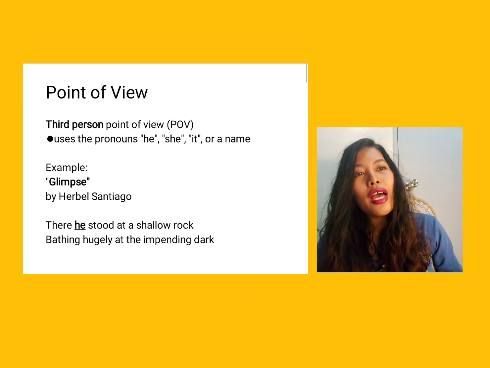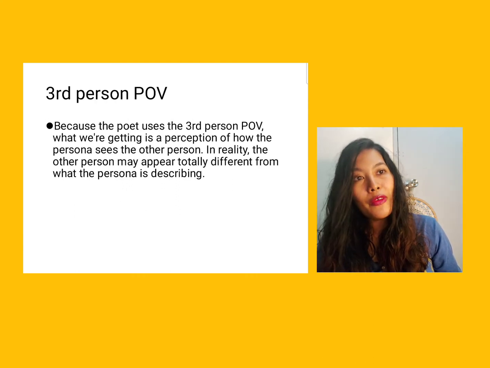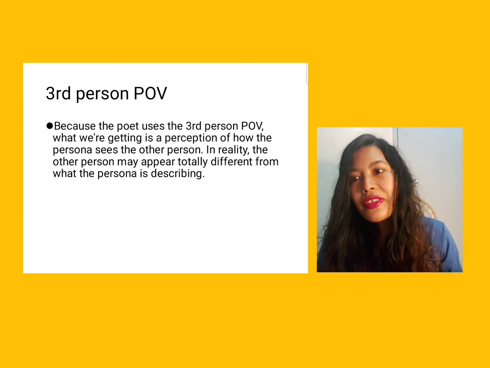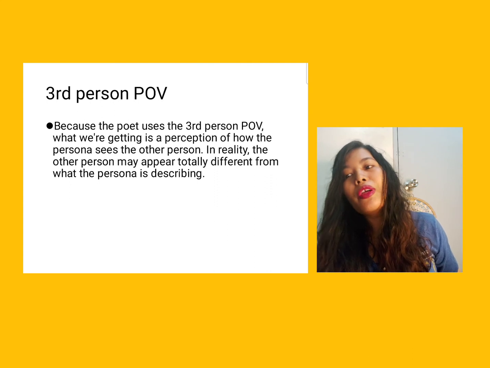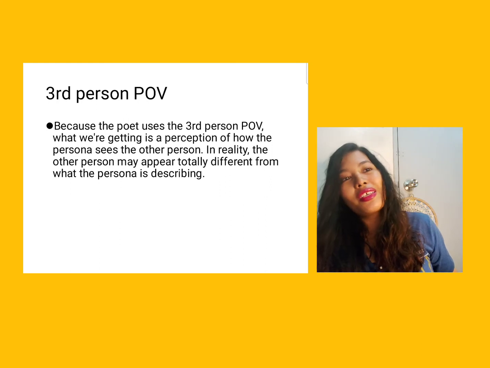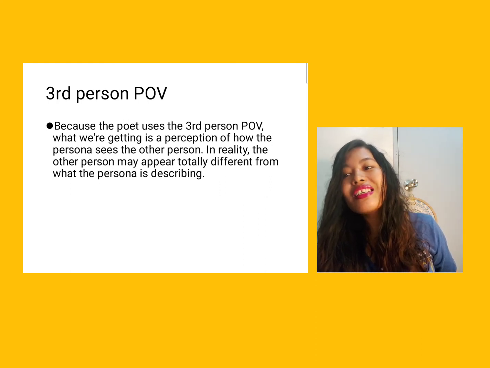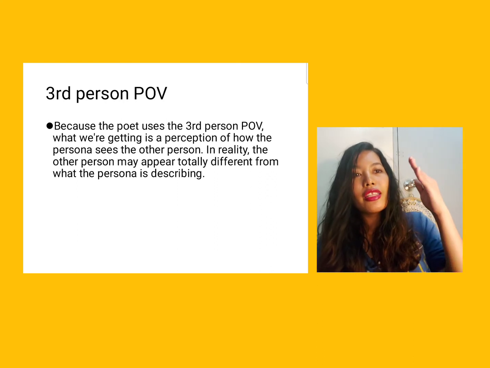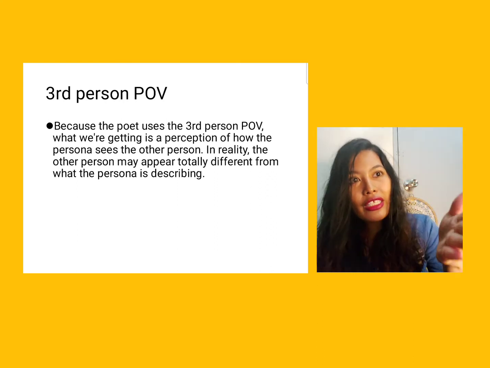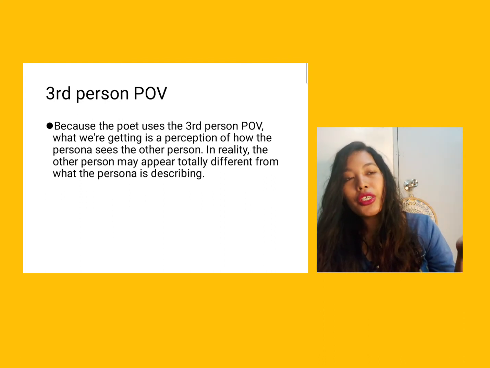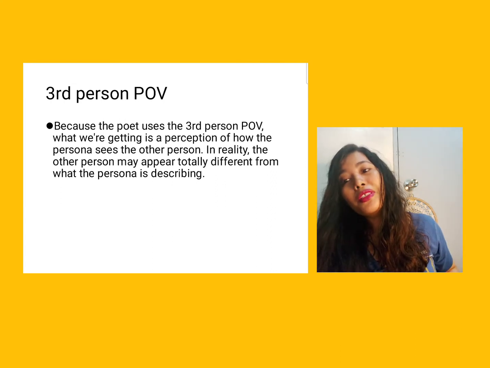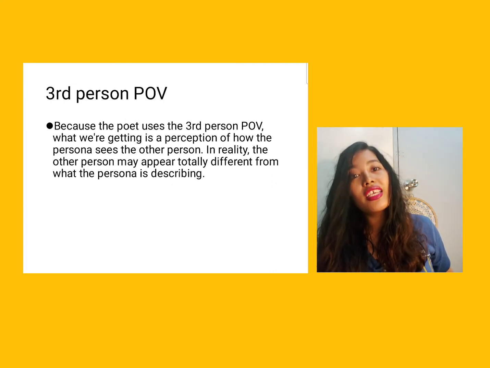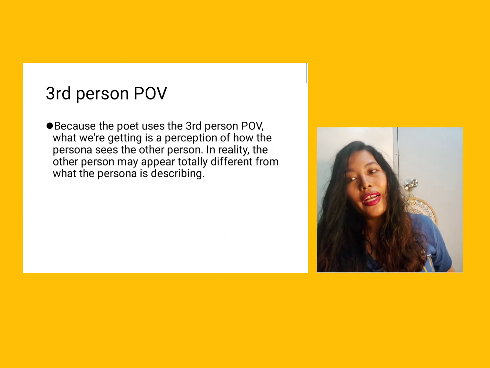Because I have used a third person POV, what have I accomplished? What is the significance of the third person POV? Because the poet uses the third person POV, what we're getting is a perception of how the persona sees the other person. This is a projection of the persona's feelings towards the other person. In reality, the other person may appear totally different from what the persona is describing.